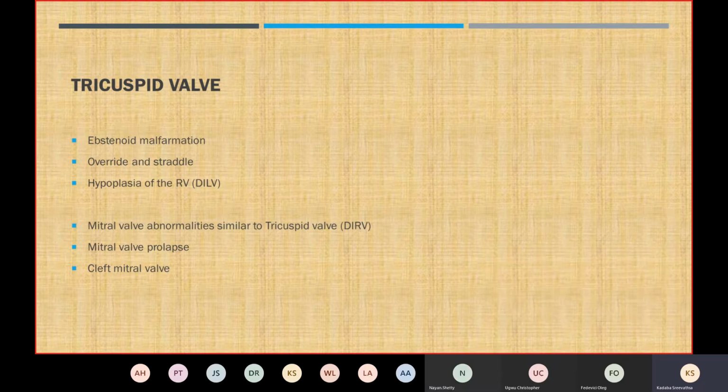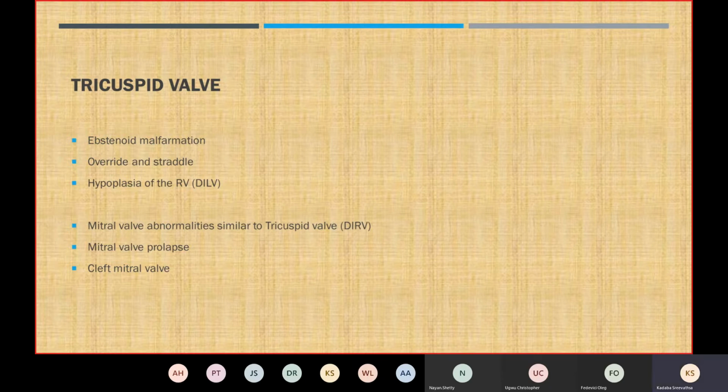There is also no particular demarcation of the atrialized portion of the right ventricle in ccTGA with an Epsteinoid malformation of the tricuspid. Other than the Epsteinoid malformation, there can be overriding or straddling of the tricuspid valve, which will quite significantly affect the way we treat or operate on a child with ccTGA. If the overriding or straddling is quite significant, it can lead to hypoplasia of the right ventricle, which in that case is known as a double inlet left ventricle, which totally changes our management pattern.